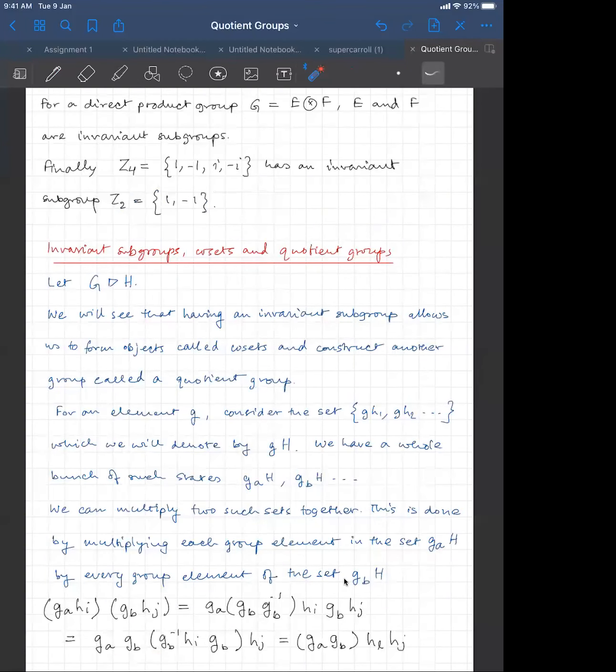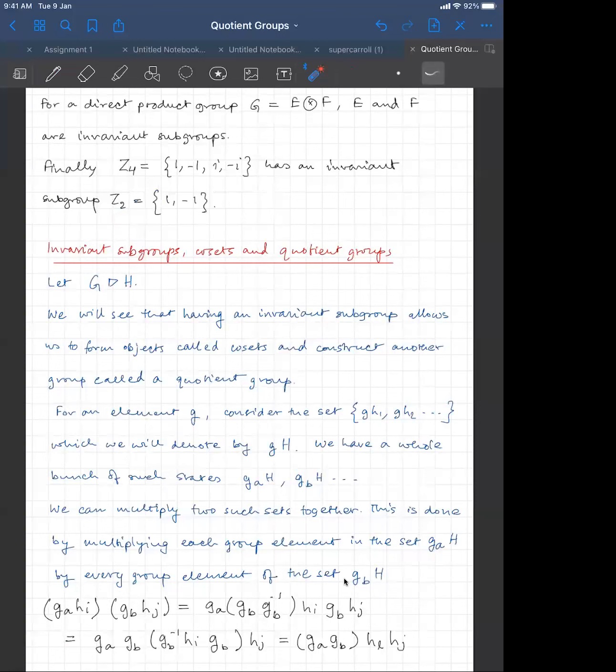Another exercise for you guys to check is that if you take a direct product group, G, which is E cross F, then E and F are actually invariant subgroups. I probably may have shown this in one of the previous lectures, don't entirely remember. And finally, if you look at Z4, which consists of 1, minus 1, i and minus i, this has an invariant subgroup, which is Z2, which is just 1 and minus 1. So again, this is something that I leave you to have a look at, and this is something that you should be able to just see straight away.